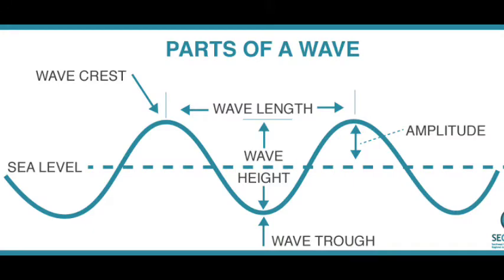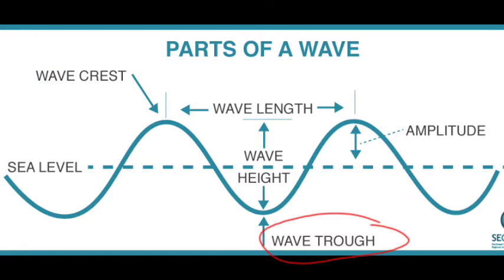Hope the concept has been cleared now. Now students, we are going to learn the different parts of the wave. Here in this diagram you can see the sea waves has been divided into two different parts by the sea level. Above the sea level, the top of the wave is called the wave crest. Below the sea level, the bottom of the wave is called the wave trough.